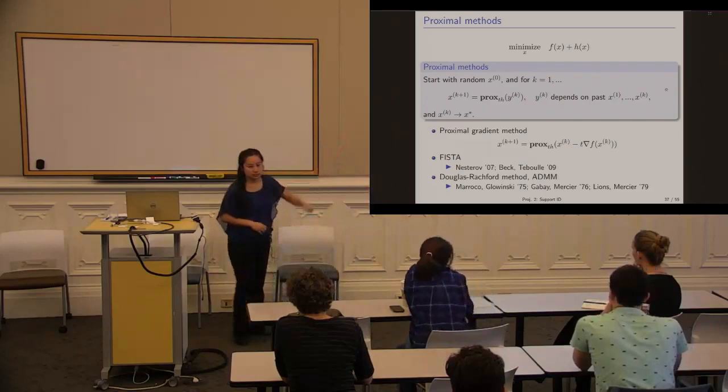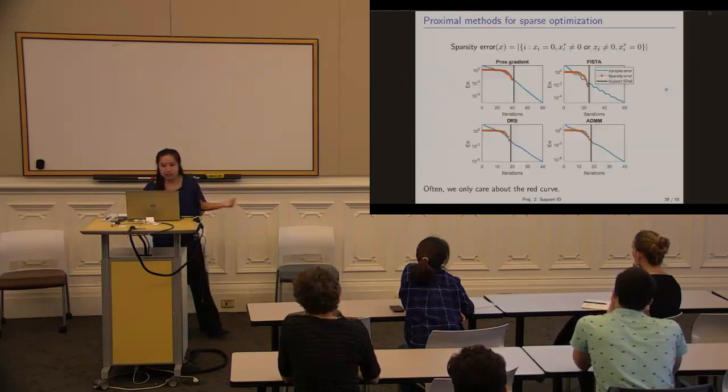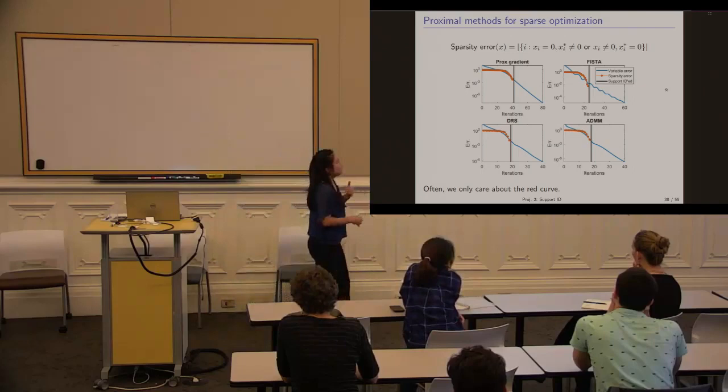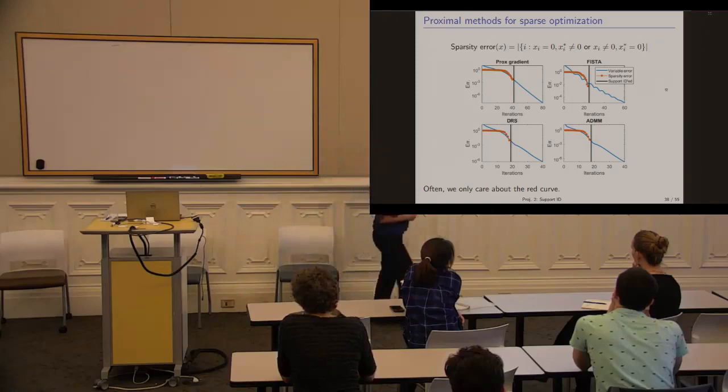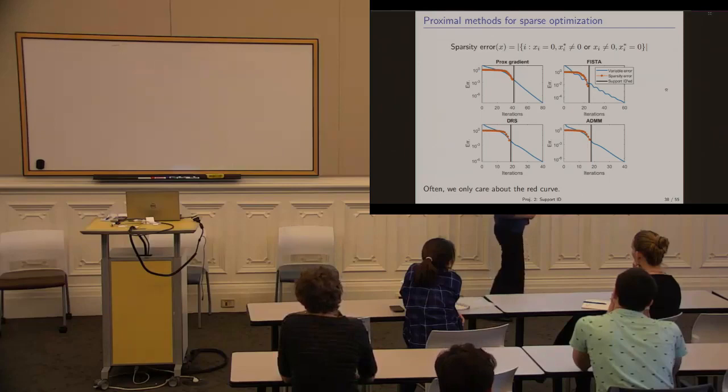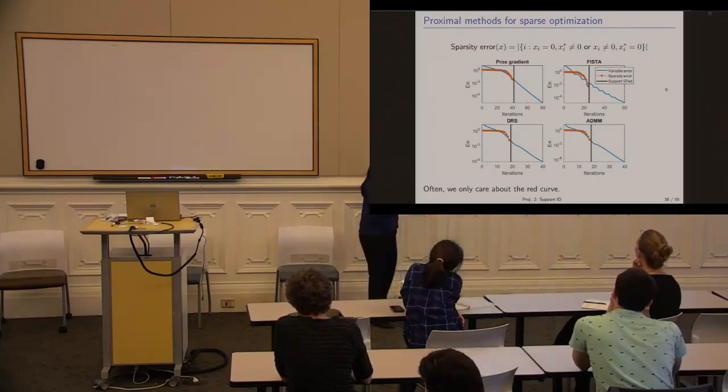One thing we've observed in practice is that when you run any of these methods on some kind of sparse optimization problem, most of the time they will identify the sparsity pattern very early. If you look at the error in the residual, it'll keep going down forever. If you look at the error in the support, it'll hit zero at some finite time and stop. At that point, you've discovered the correct support and it stays there.